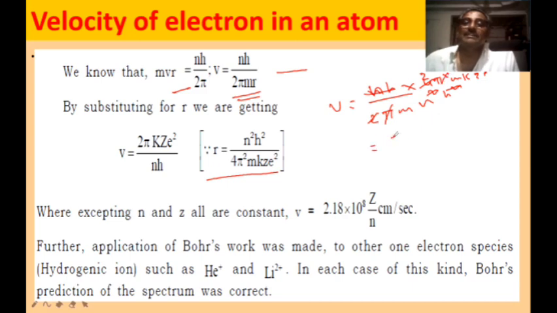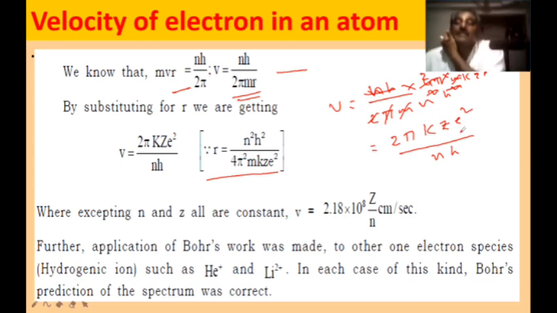So what do we get? 2 pi k z e square by, what remains in the denominator? n into h. This m and m also will be cancelled. So we get 2 pi kz e square by nh. That is, v is equal to 2 pi kz e square by nh.